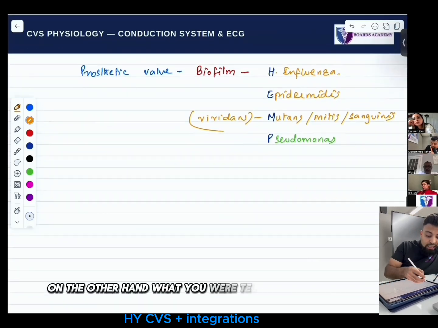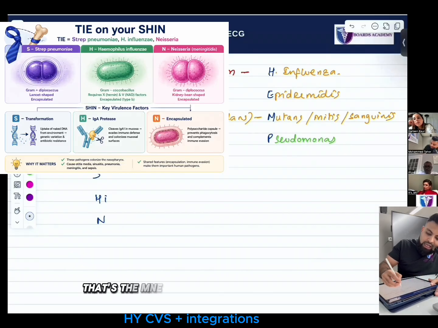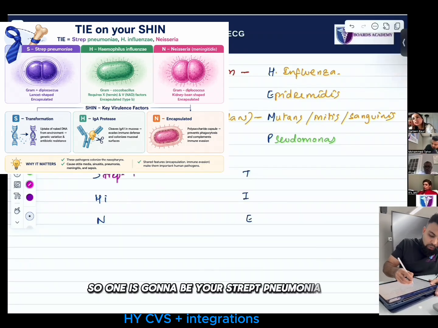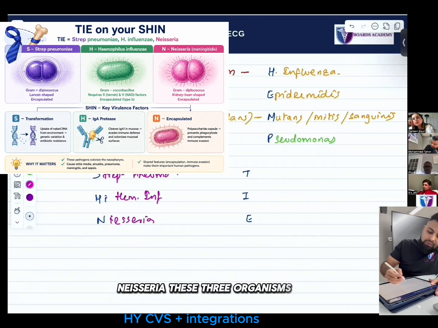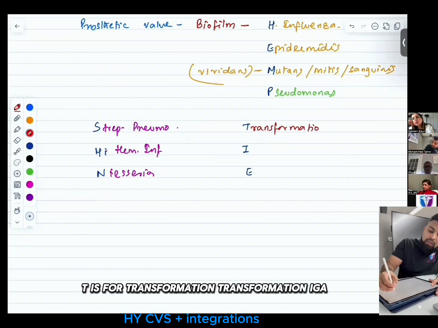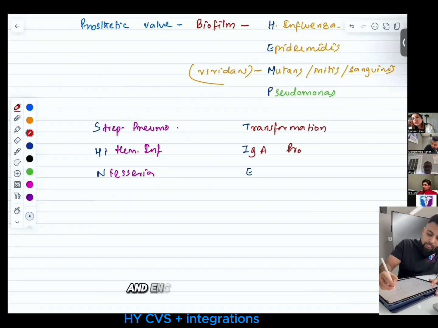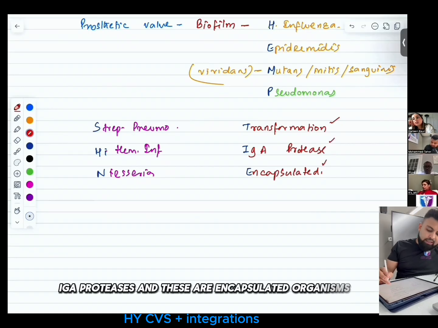On the other hand, what you were telling about, Shin and Thai, let me just write it down here, that's the mnemonic I gave you guys before. That is for the specialty: IgA protease. So one is going to be your Strep pneumo, yes? Strep pneumo, Haemophilus influenzae, Neisseria. And these three organisms show these properties. T is for transformation, IgA protease production, and encapsulated organisms. So just remember the genetic phenomenon of transformation, IgA proteases, and that these are encapsulated organisms, right? So just remember this.